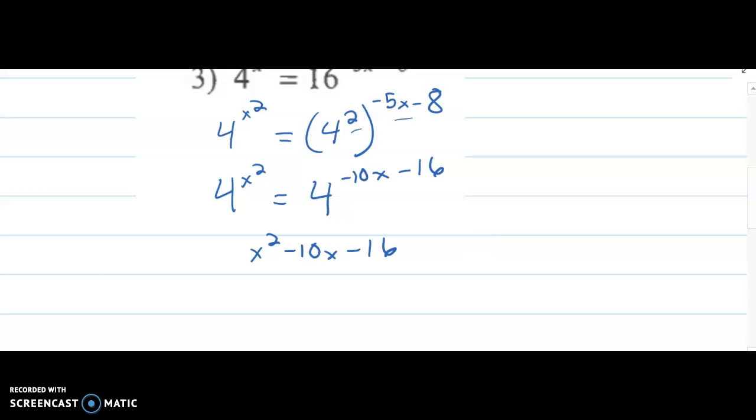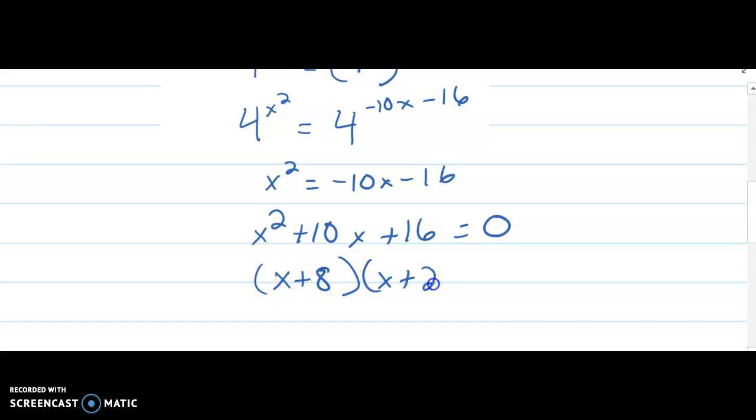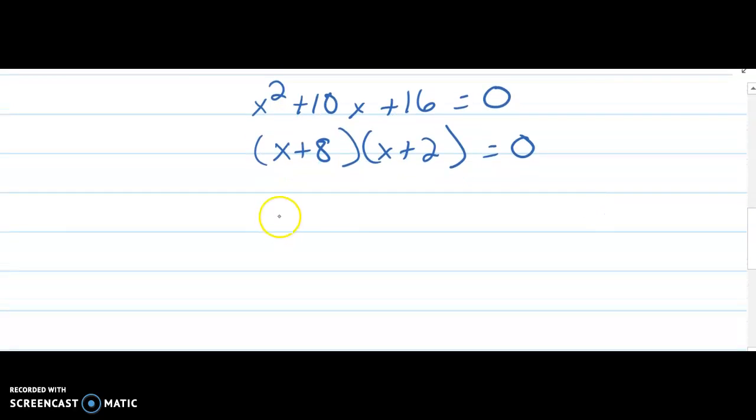Oops, sorry. Like this. Here it is, minus 16. Now I get this equal to 0. I'm going to add the 0. I can factor this as x plus 2 equal to 0. Set both of them equal to 0. I get x is equal to negative, and x is equal to negative. That's my answer.